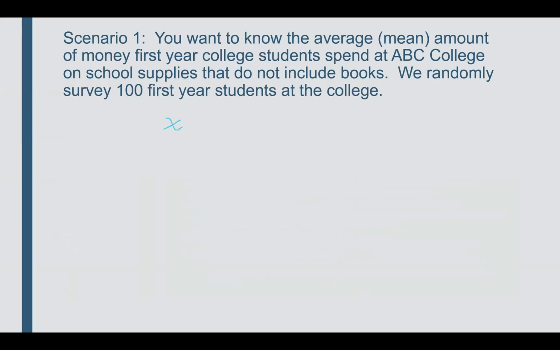Okay, so here's your scenario. You want to know the average mean amount of money first-year college students spend at ABC College on school supplies that do not include books. We randomly survey 100 first-year students at the college. Okay, so the first question would be, what is the variable for this study? What do you want to know about?